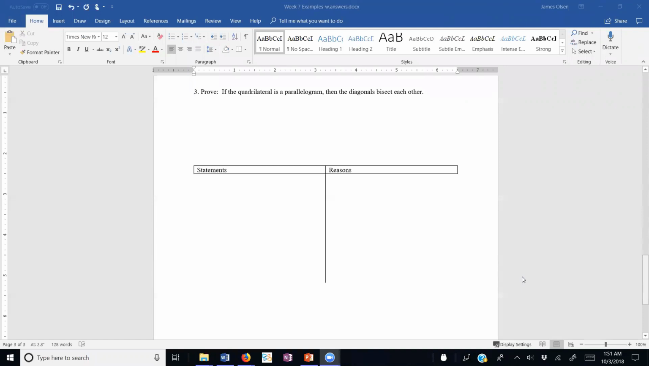The first thing I need is a diagram. My given information is a parallelogram. So let's draw a parallelogram and label it. I also need to put in the 2 diagonals. Now let's make our plan for the proof. I'm going to be using congruent triangles. This small triangle here is going to be congruent to this one. And the way I'm going to get them congruent is by using opposite sides of the parallelogram being congruent.